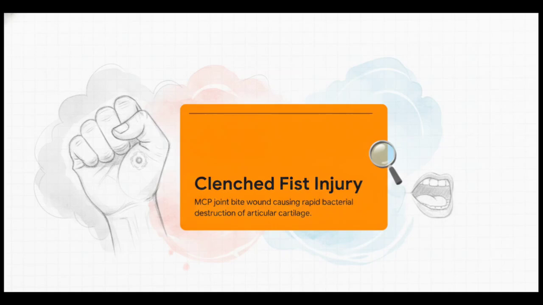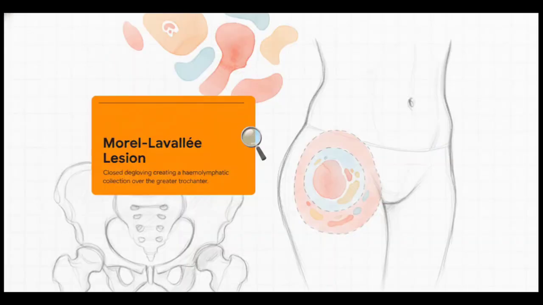Because the bacterial inoculation from a human mouth will rapidly and aggressively destroy the articular cartilage right inside that joint. Another major traumatic challenge is degloving. This happens when severe shearing forces literally rip the skin and subcutaneous fat right off the underlying deep fascia and muscle. But there's actually a stealthy, closed version of this called the Morel-Lavallée lesion.